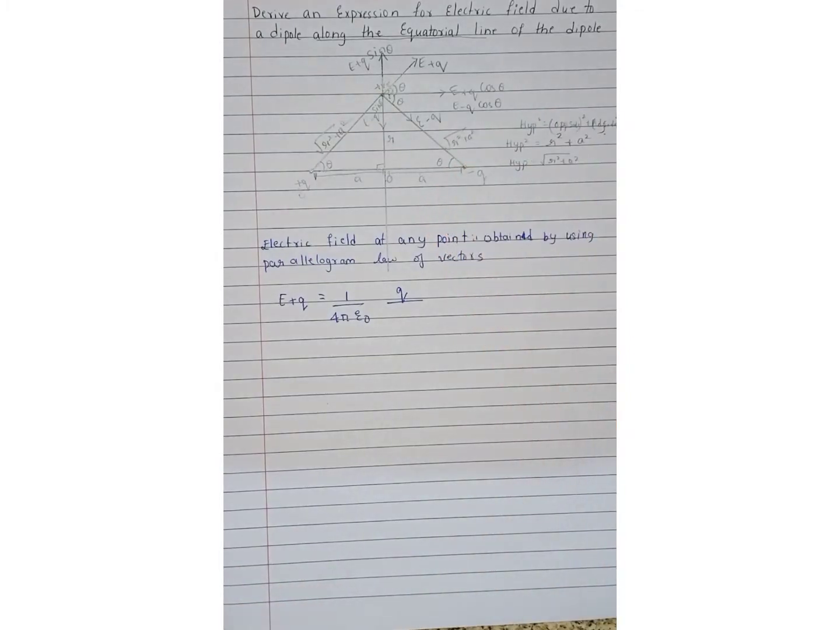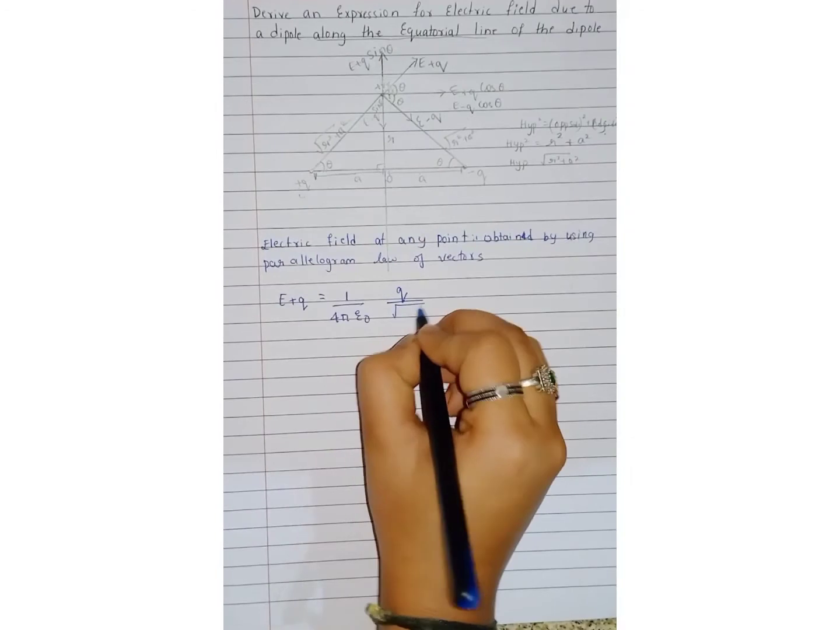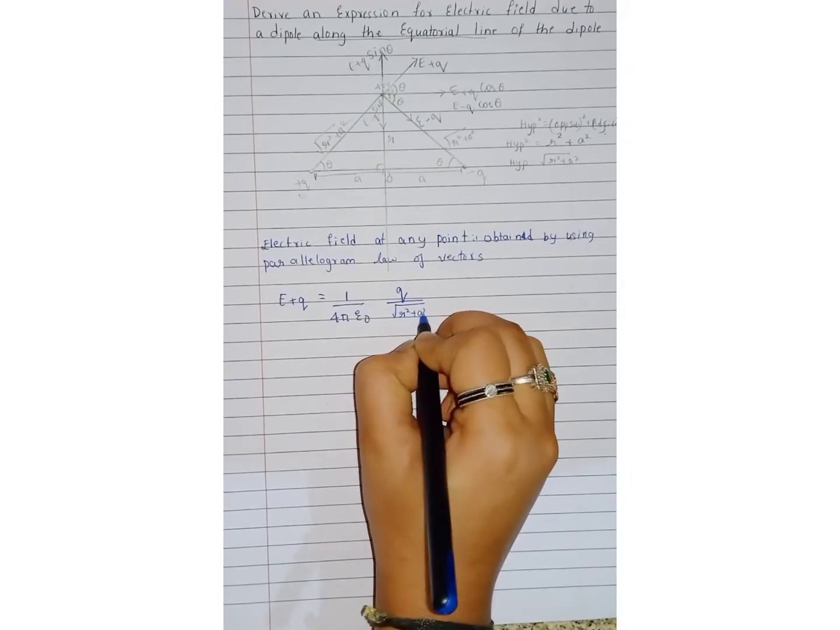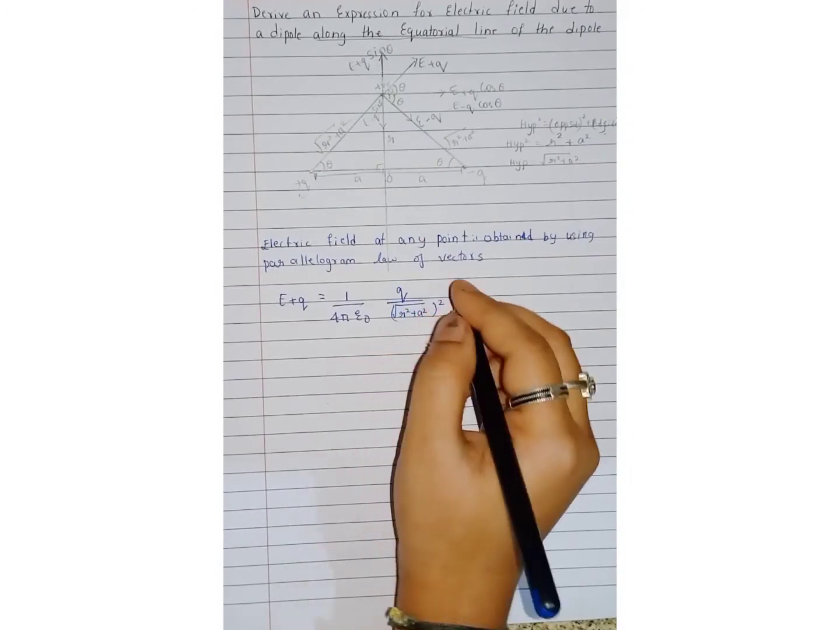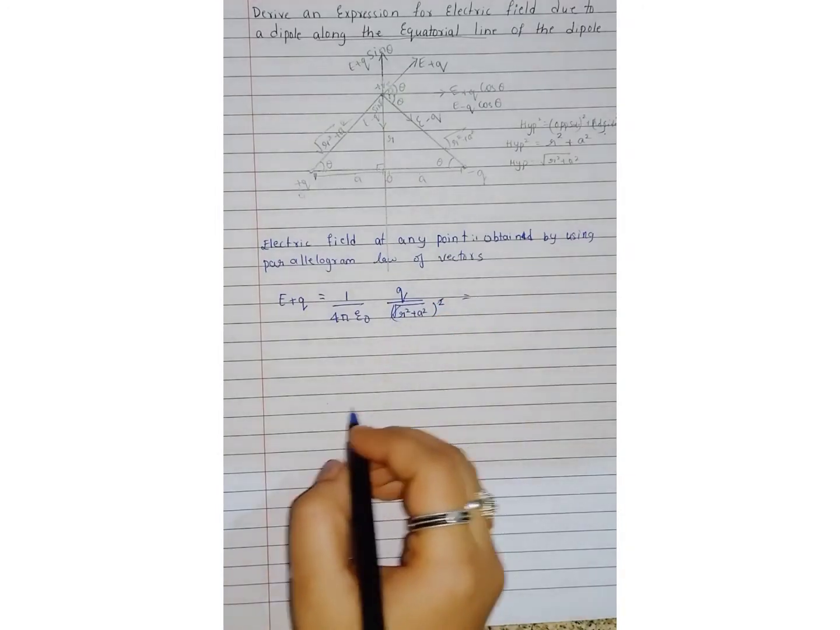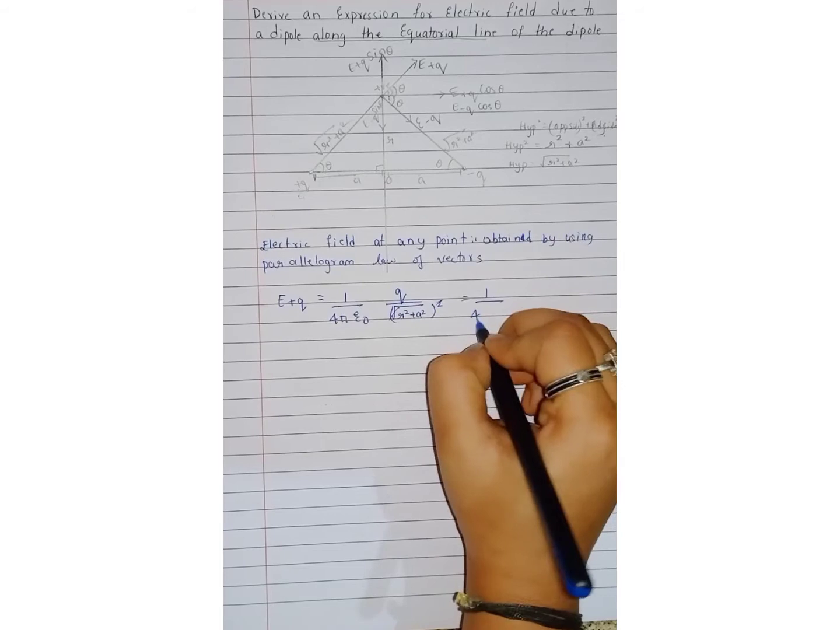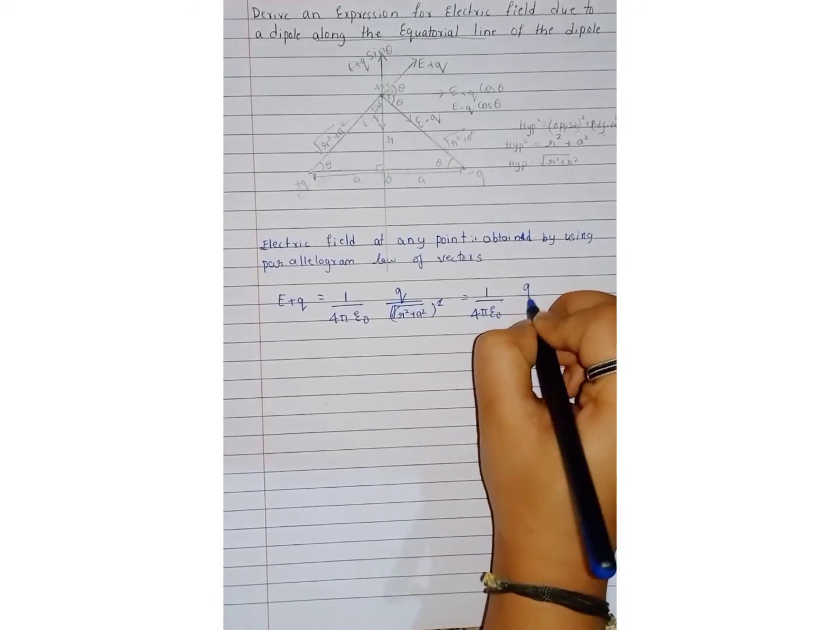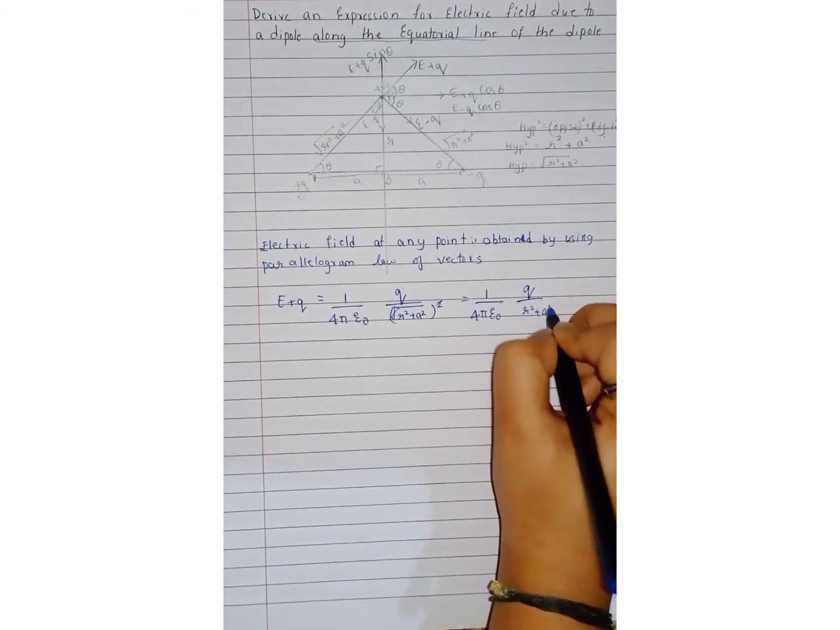Okay, and we'll substitute the value: r square plus a square, the whole square. The root and the square cancel. So the electric field due to the positive charge is 1 by 4 pi epsilon naught, q by r square plus a square.